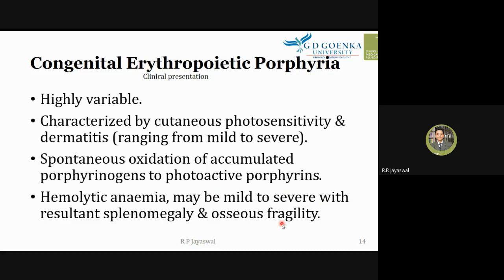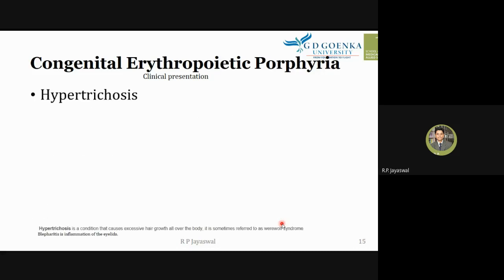In addition to this, we also have hypertrichosis, a condition that causes excessive hair growth all over the body. Okay, because of that, it is sometimes referred to as werewolf syndrome. Werewolf syndrome is a condition where there is excessive hair growth all over the body, right? So this is hypertrichosis. It can also be seen when there is congenital erythropoietic porphyria.